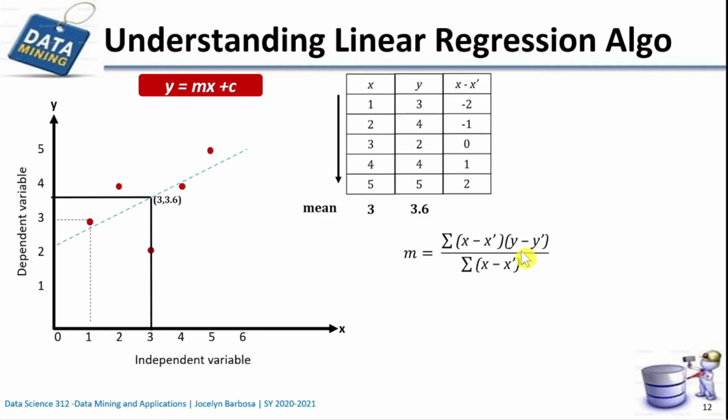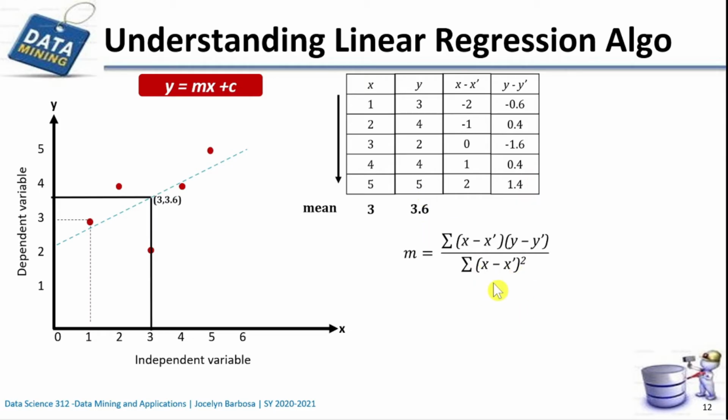Similarly, for the y-axis, we have the y value minus the mean y. For example, if the value of y is 3, then we have 3 minus 3.6. That is the average y over here. 3 minus 3.6 is negative 0.6. 4 minus 3.6 is 0.4. 2 minus 3.6 is negative 1.6. 4 minus 3.6 is 0.4, and 5 minus 3.6 is 1.4.